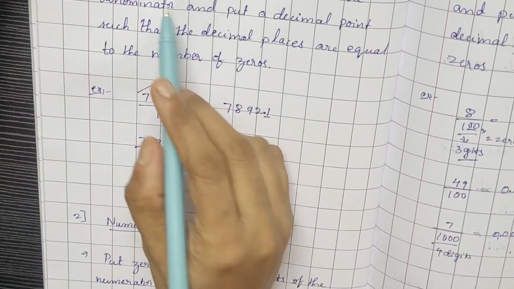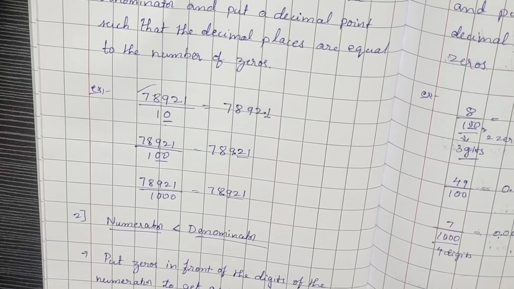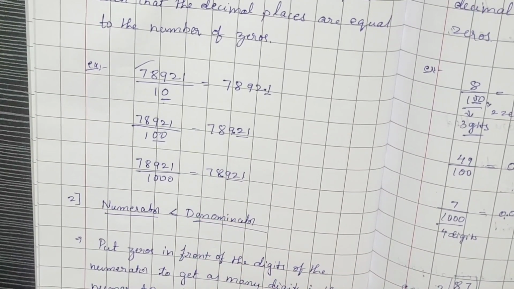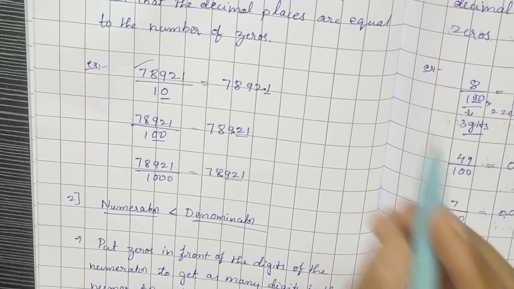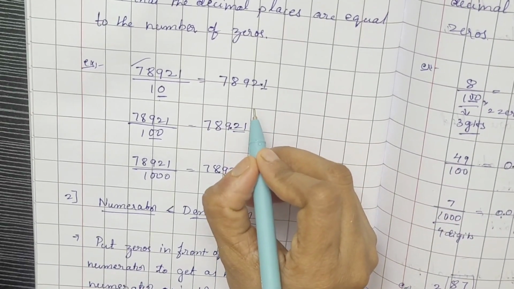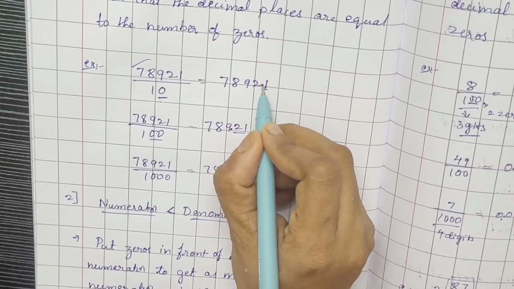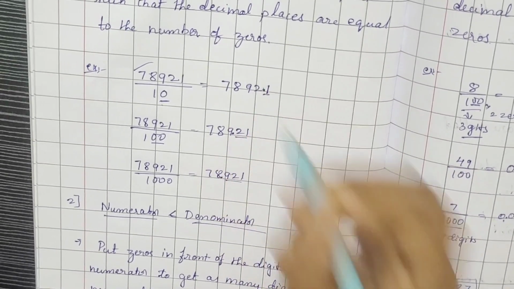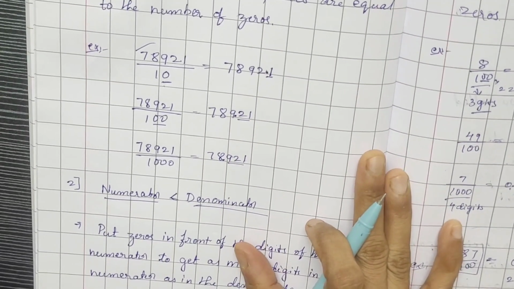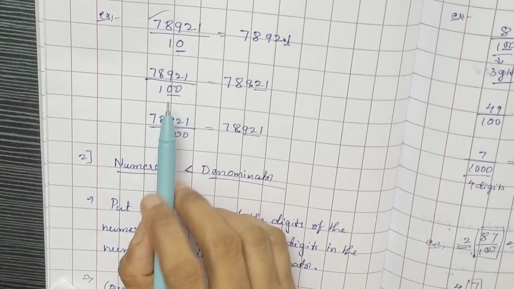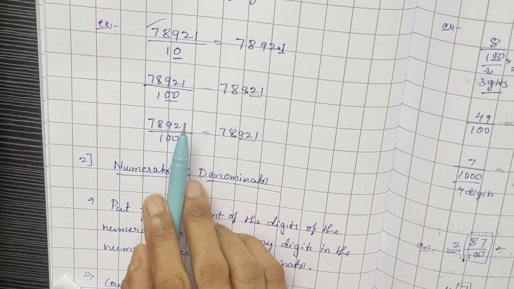Then, second point, we have to count the zeros. How many zeros are there? 1, right? Then in that place we have to put a decimal point. After this 1 we have to put the decimal point. In the same way, the same number divided by 100.